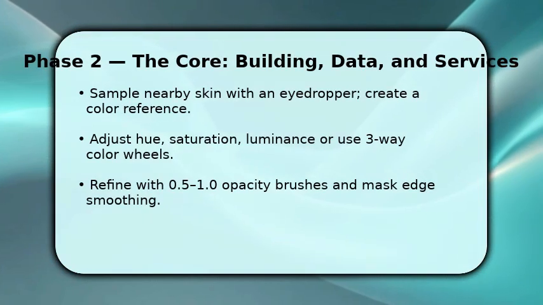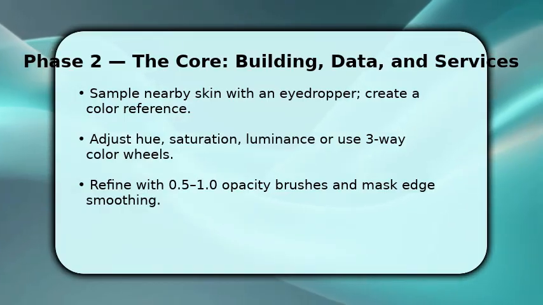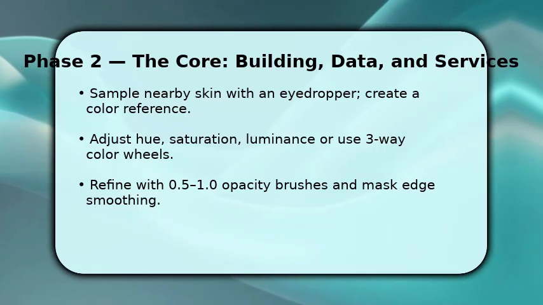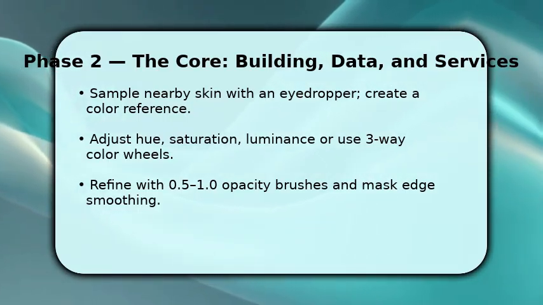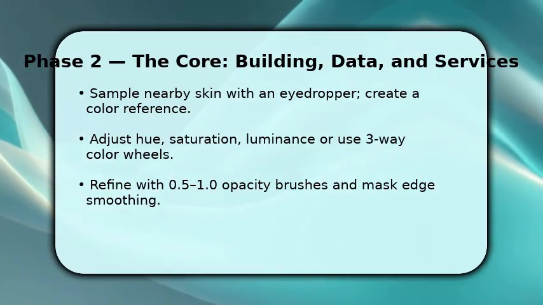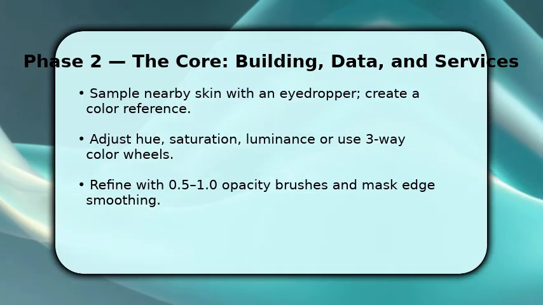Now you match color and tone using the reference sample. Pick an eyedropper from adjacent cheek or jaw. Apply hue and saturation shifts, reduce or raise luminance or tweak midtones with a three-way color wheel. This controls warmth and balance. Paint the mask with low opacity brushes around 0.5 to 1.0 to build corrections gradually.